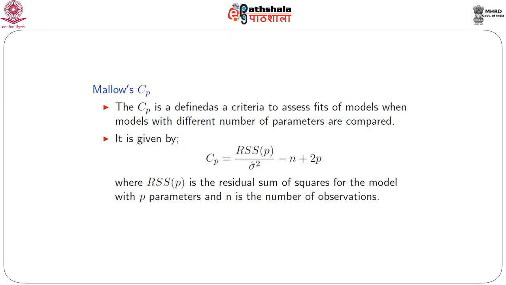The CP of the Mallow CP criteria is defined as a criteria to assess fits of model when models with different number of parameters are compared. The mathematical form of the CP is given by residual sum of square P divided by sigma hat square minus n plus 2p, where residual sum of square P, or RSSP as written here, denotes the residual sum of square from a model with P number of predictor variables, n is the number of observations, and sigma hat square is the error sum of squares.